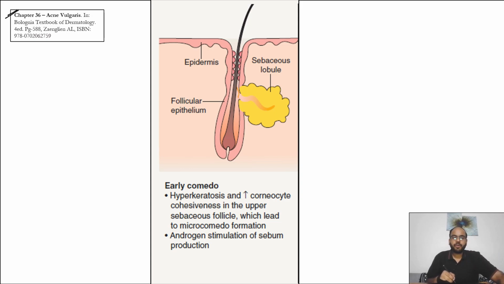Okay. So earlier, what happens is there is hyperkeratosis and increased corneocyte cohesiveness in the upper sebaceous follicle, which leads to microcomedone formation. So here you have the infundibulum, then the infrainfundibular area, then the sebaceous lobule or sebaceous gland, and the entire hair. Because of increased corneocyte adhesiveness, this area gets blocked. So that's the first step, which leads to the formation of an early comedone. Let's move forward.